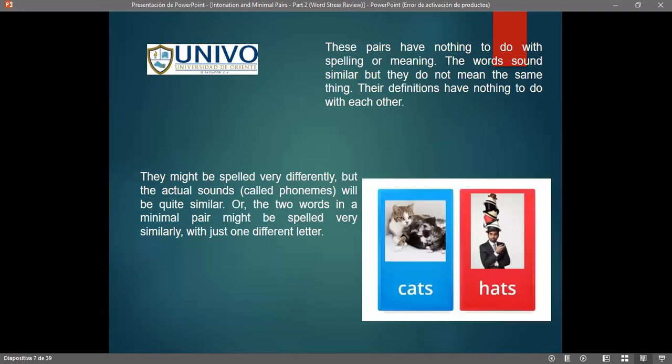So let's continue with our class. This is something from the last day, right? It says right here, these pairs have nothing to do with spelling or meaning. The words sound similar, but they don't mean the same. This is a minimal pair, right? They might be spelled very differently, but the actual sounds, called phonemes, will be quite similar. Or the two words in a minimal pair might be spelled very similarly with just one different letter, like in the example here, cats and hats.